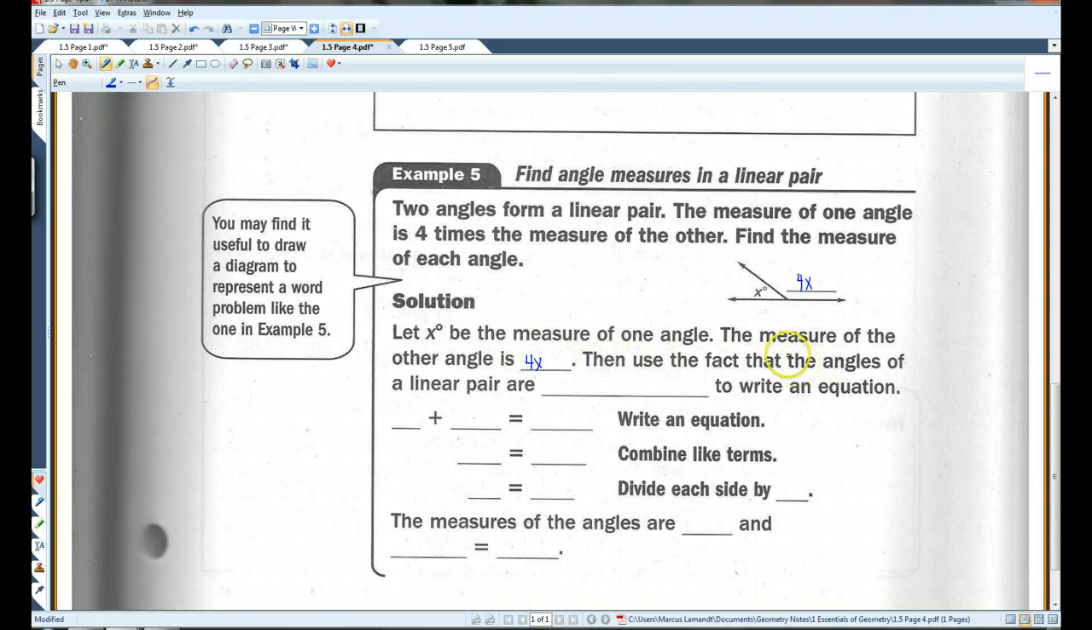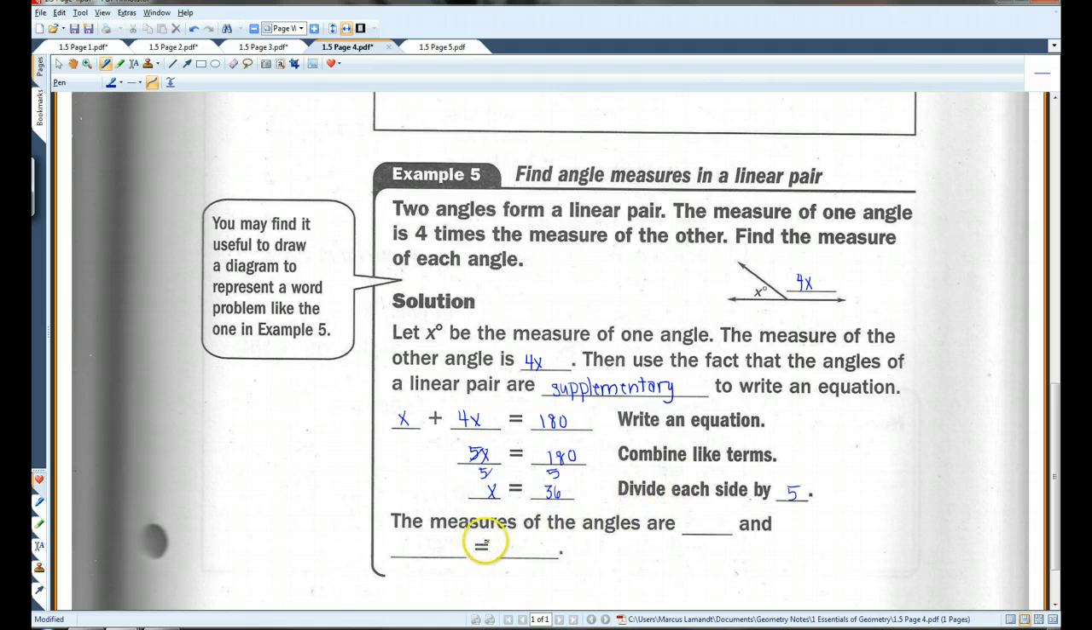Then use the fact that the angles of a linear pair are supplementary. Remember, supplementary means they add up to 180 degrees. So x plus 4x have to add up to 180. x plus 4x is 5x. I'm going to divide each side by 5. These cancel out. So x equals, let's see here, that would be 36.